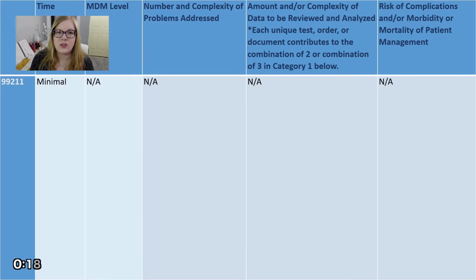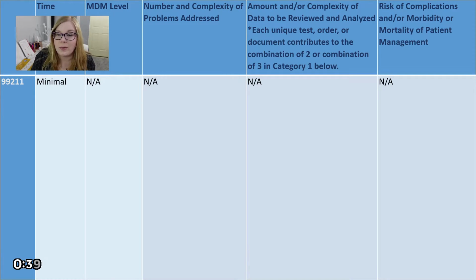There is an elimination of 99201, which means there is no new patient level 1 visit. There just was low utilization, and from a medical decision making standpoint, 1 and 2 were the same. So they just got rid of 99201. We just have 99211. So 99211 is basically a patient that's coming in maybe for a blood pressure check, maybe for a weight check, something minor, because you can see here the time is minimal.